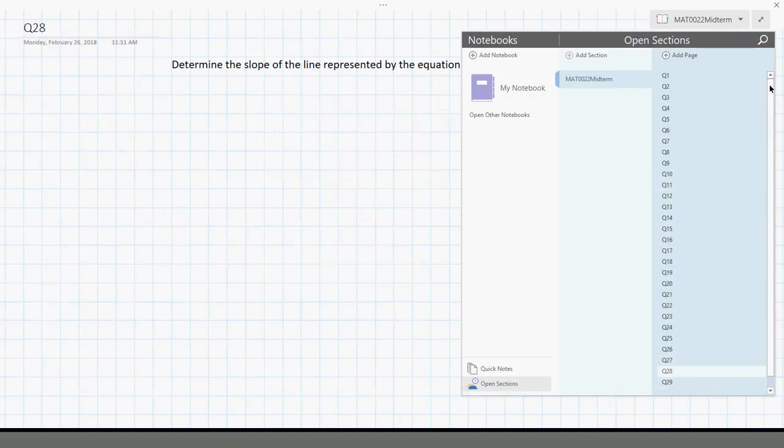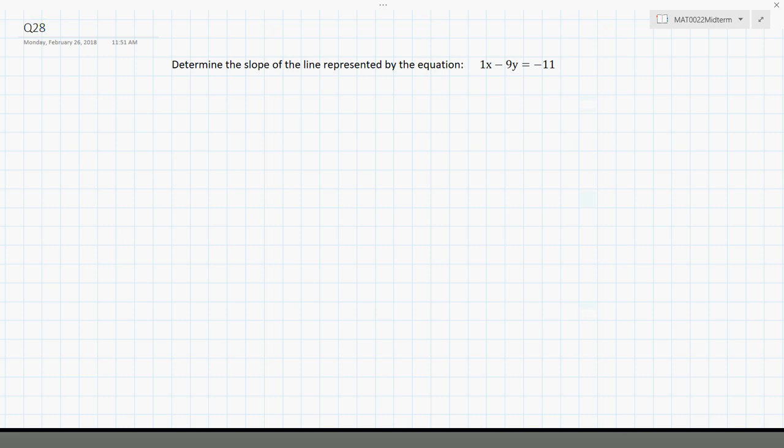Number 28. Determine the slope of the line represented by the equation. This is what I was talking about. This doesn't look nice. We're going to turn it into a pretty y equals mx plus b, right? That's the first thing we're going to do. Anybody else agree with them or disagree with them?